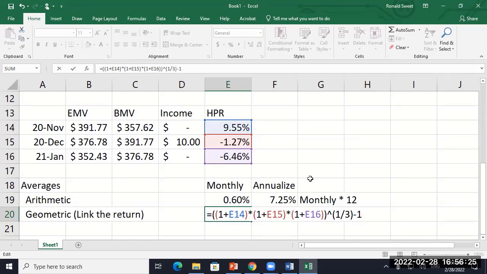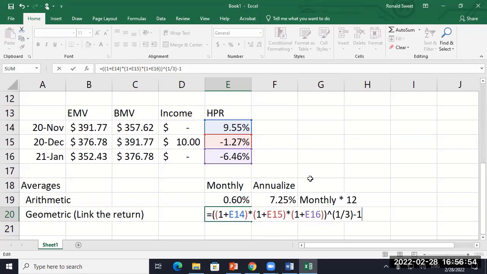So you add each month. Take those added numbers, multiply them all together. You take that entire figure to the 1 over n minus 1, and that gives you your geometric. So a little more complicated calculation, right? Hopefully you know this formula, because in finance we use this formula a whole lot. I don't know how many millions of times I've done this calculation. Very, very common.